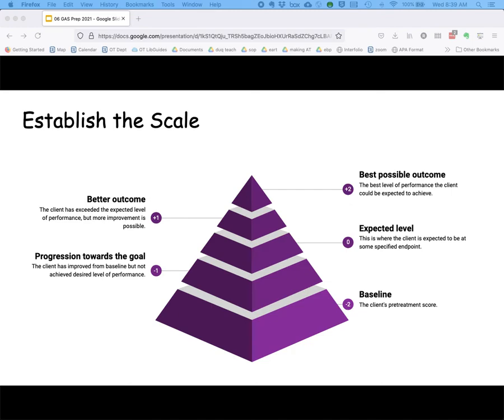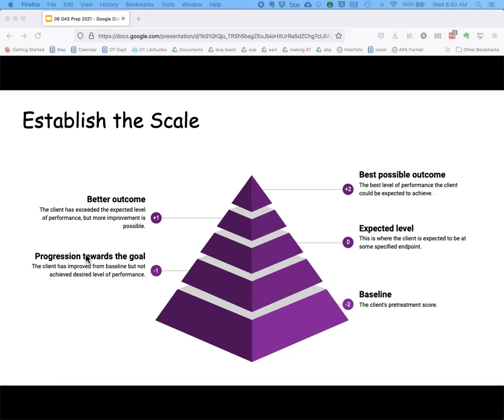And clearly, goal attainment scaling is ripe for abuse, right? So if you consistently establish expected levels that are easy to achieve and best possible outcomes that are easy to achieve, then your goal attainment scaling is not going to be worth a whole lot. But if you actually take it seriously and establish realistic expected levels and best possible outcome levels, then this actually does work.